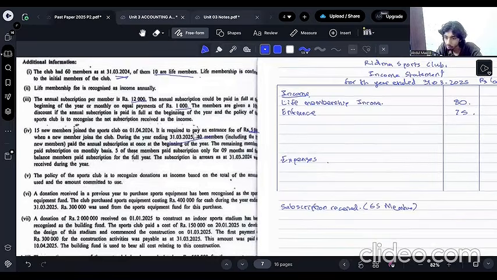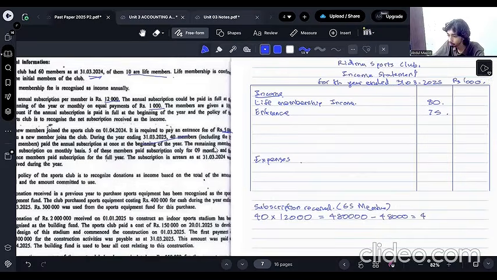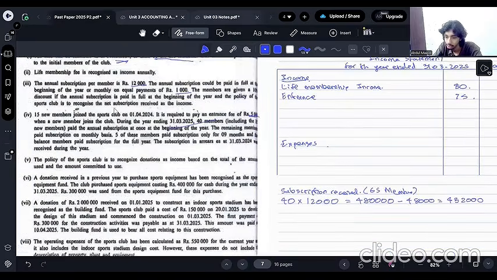During the year, 40 members, including the new members, paid the annual subscription at once at the beginning of the year. So 40 members paid for the full year at once, 40 into 12,000 is 480,000. But when you pay at once, you're getting a 10% discount, that is 48,000. Then you're getting only 432,000 from them.